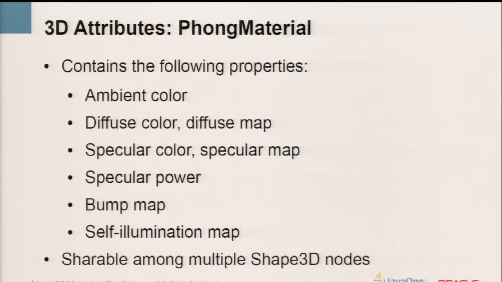So our material contains the following properties. We have an ambient, diffuse, and specular color. More interestingly, for diffuse in particular, we can define a texture map. That's an image that will get mapped onto your object to give you either a picture that's wrapped around your object or an interesting pattern, and we'll show you an example of both of those. And then we have a few other things. We have bump mapping, which we can show you. Like geometry, this is shareable among multiple Shape3D nodes, so you can create a library of materials and use them in multiple places.